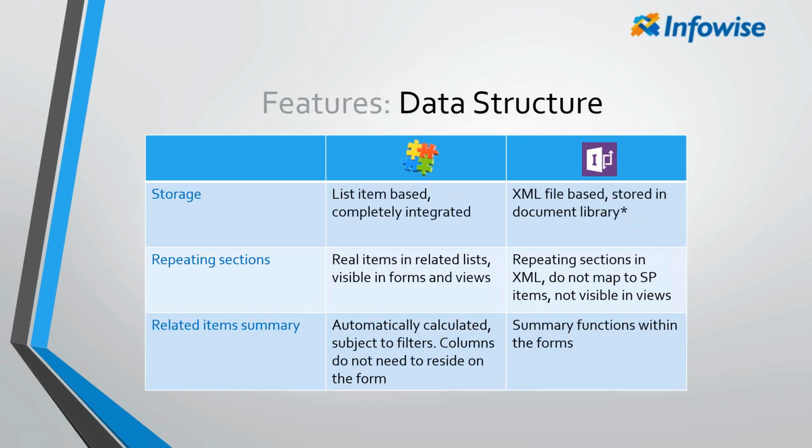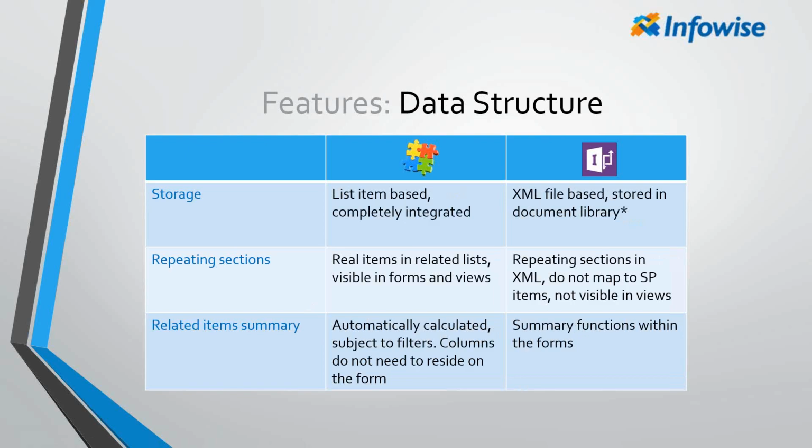So for instance, in forms libraries, you can promote a field from XML. Not all of them, just some of them. You can promote it to be displayed as a field in your list as well, in your document library as well, but it's a limited field. You cannot change it. You cannot control any of its settings.